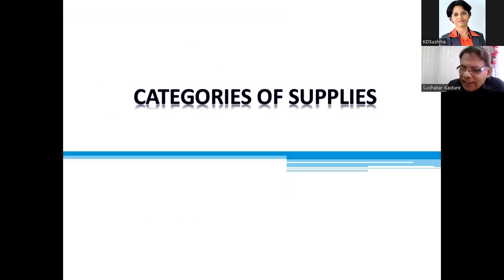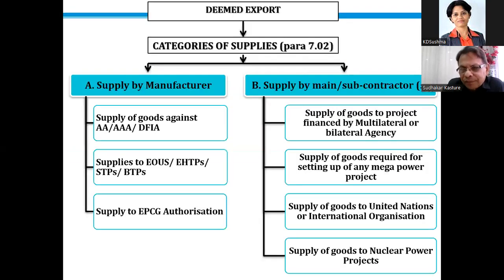What are the categories of supplies? There are two categories. Supply by manufacturer. You are supplying goods to advance authorization holder, to annual advance authorization holder, or you are supplying goods to duty-free import authorization, or you are supplying goods to EOUs, or you are supplying goods to EPCG authorization holder. In such cases, supply has to be by manufacturer.